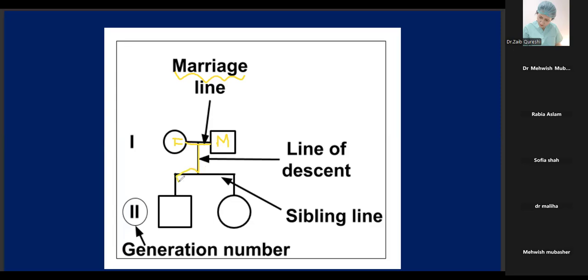And after this line of descent, if they have produced kids, those kids will be shown with lines like this. If there was another kid, it will be marked this way. If there's a fourth kid, it will be marked this way. No matter how many kids they have got, they will be drawn like this. So this is the sibling line and generation number. This was the first generation. This is the second generation. So this is all about reading a pedigree chart.